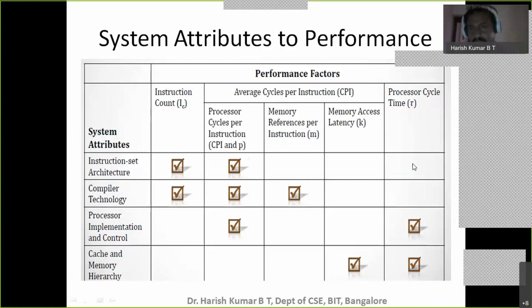And next, wherever there is a check mark, I'll just discuss. Now, instruction set, and again, the compiler technology also. IC can be reduced by using a very good compiler technology. And processor cycles can also be reduced by using a very good compiler technology. And the number of memory references made can also be reduced by using a very good compiler technology.